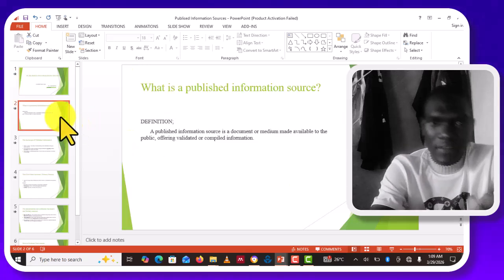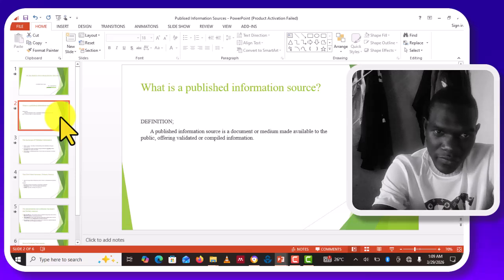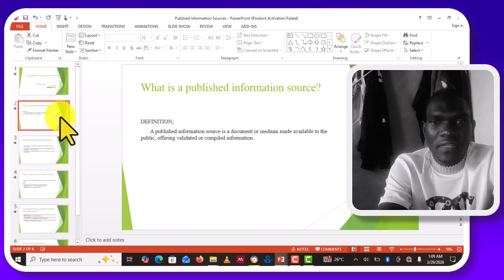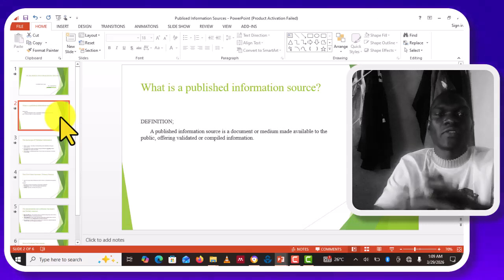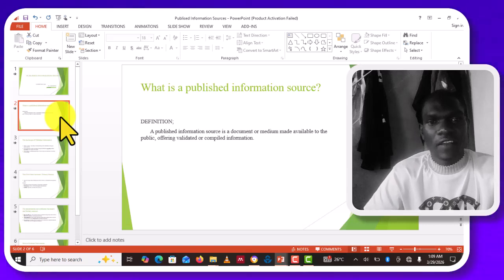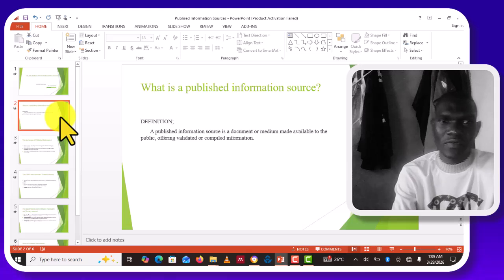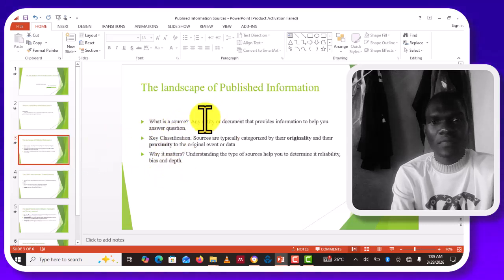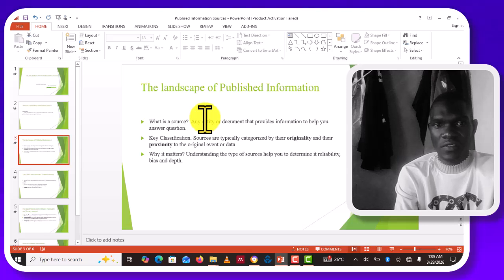Here is the definition of a published information source, and by definition, it is a document or medium made available to the public, offering validated or compiled information. That definition is brief. Let's go to the third slide, and in the third slide we have the landscape of published information.